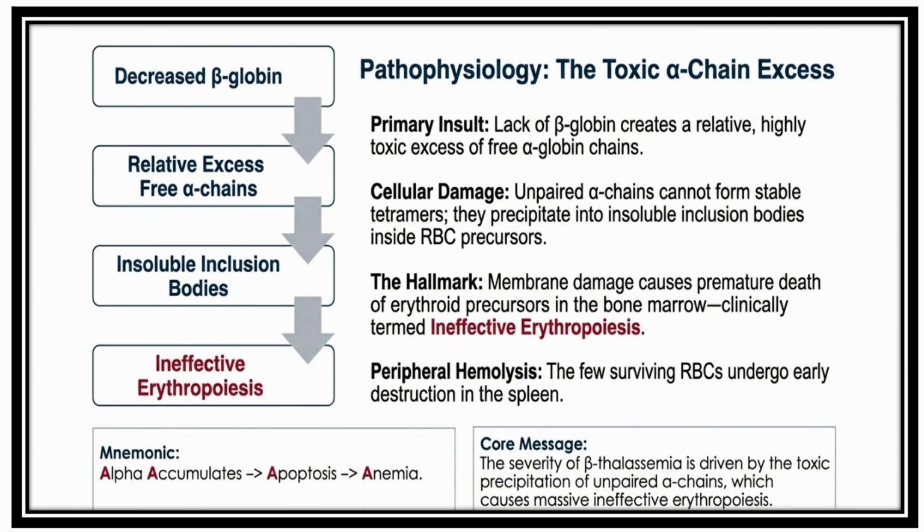The globin chain imbalance leads to precipitation of free alpha chains. These precipitates undergo oxidation, releasing free iron that catalyzes severe reactive oxygen species damage. This inflicts massive membrane damage and triggers premature apoptosis, programmed cell death, right inside the bone marrow. This premature death of the erythroid precursors is the absolute hallmark of the disease and is clinically termed ineffective erythropoiesis. Remember the sequence: alpha accumulates, causes apoptosis, and leads to anemia.